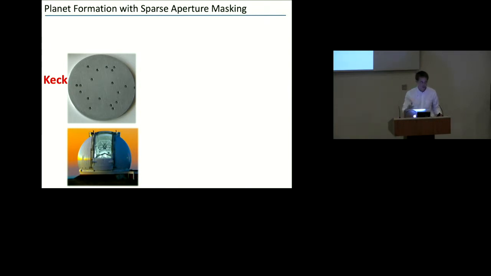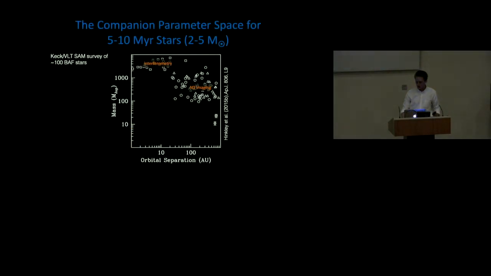Some sensitivity within the diffraction limit. Not a ton, but some. And I can show you just how much that is. So the results of what this kind of sparse aperture masking has done over the last sort of 5 or 10 years, I think it'd be pretty well summarized in this plot. This is, to my knowledge, the only plot that shows the distribution of companions for fairly young stars, 5 to 10 megayears, for stars a bit more massive than the sun, sort of 2 to 5 solar masses or so.